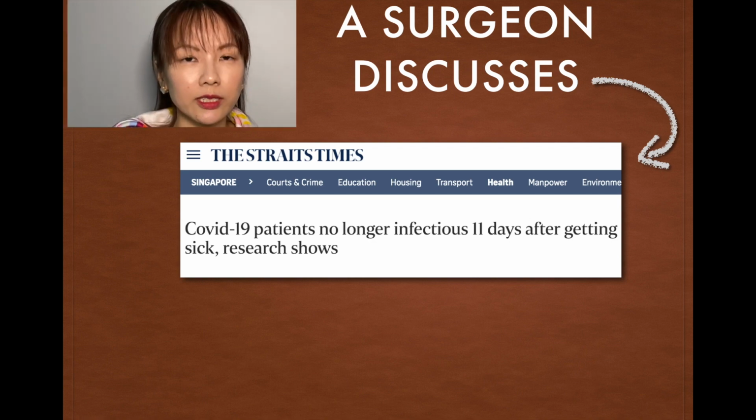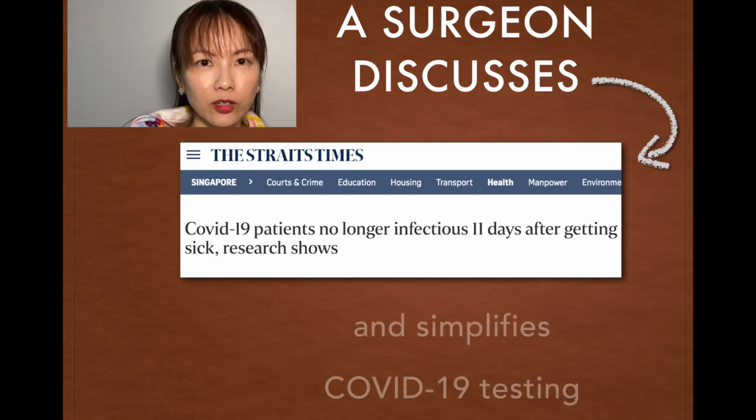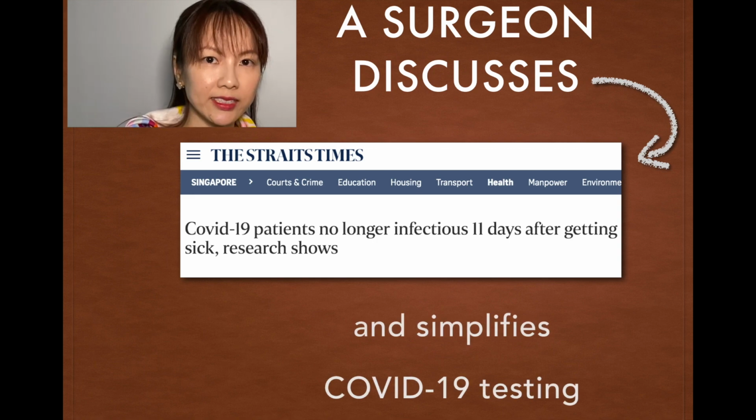The cycle threshold is a surrogate marker of the amount of virus that a patient has in his body.